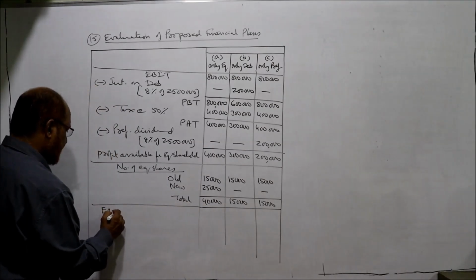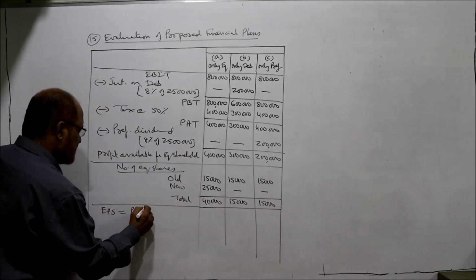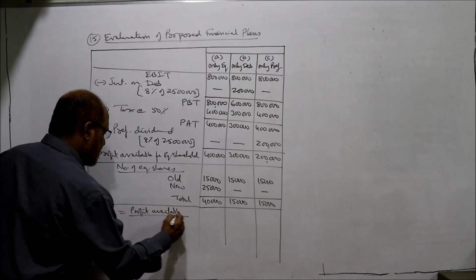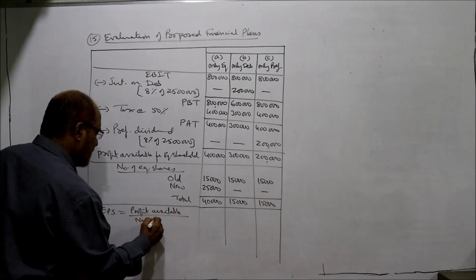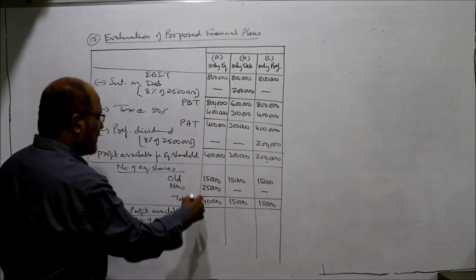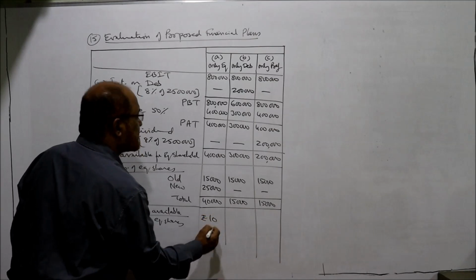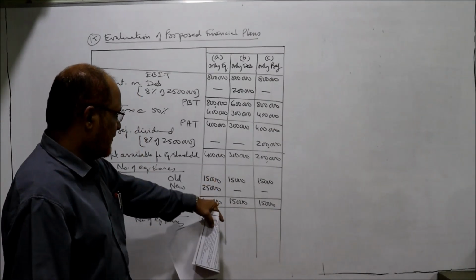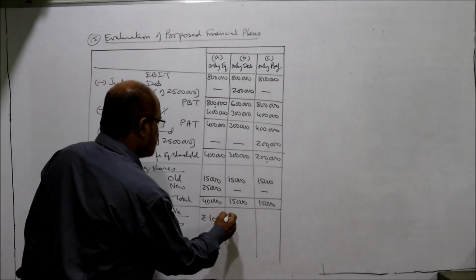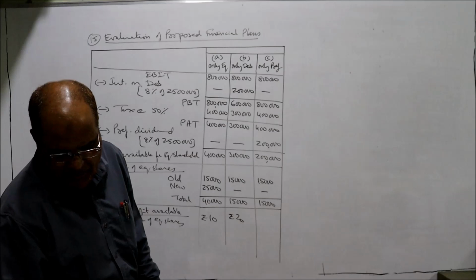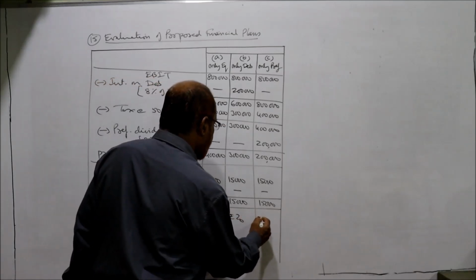EPS is equal to profit available divided by number of equity shares. Now we divide. 4 lakh divided by 40,000 is rupees 10. 3 lakh divided by 15,000 is rupees 20. And 2 lakh divided by 15,000 it is 13.33.